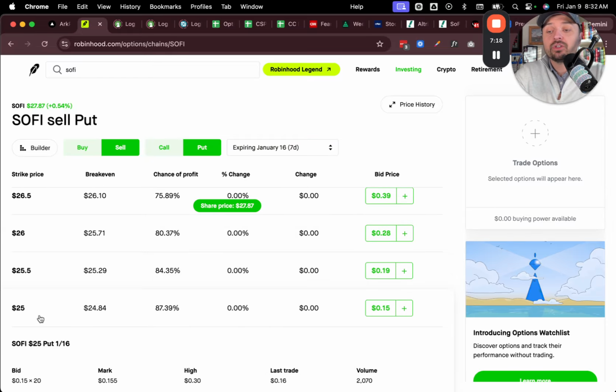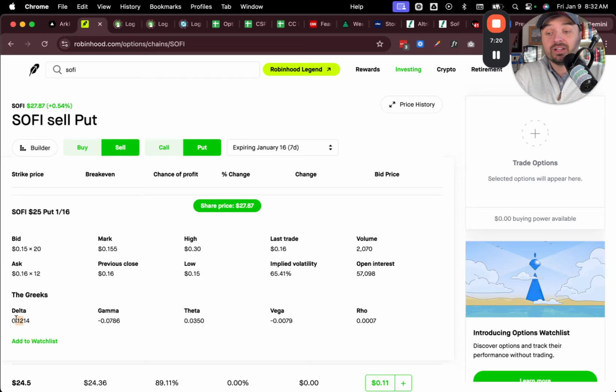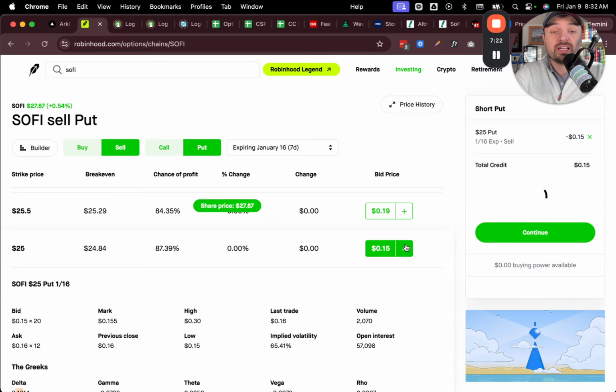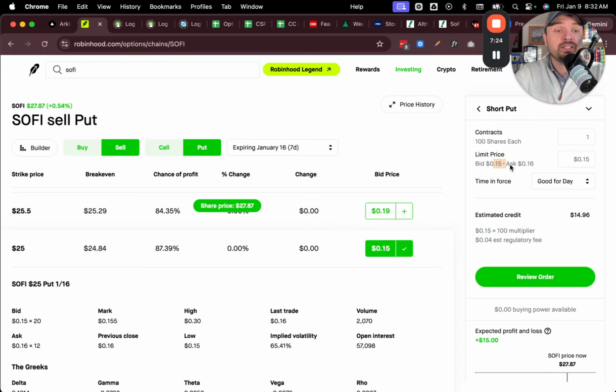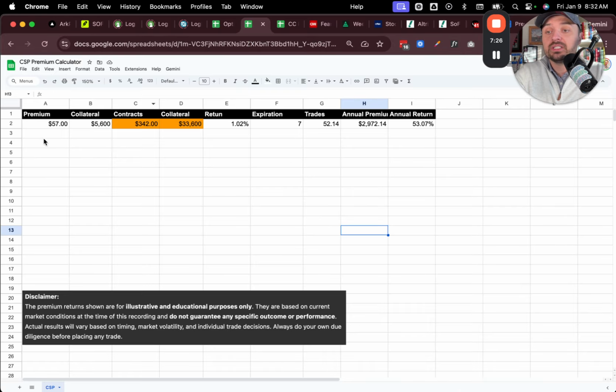Taking a look at the weekly, let's see what the 25s are currently offering. If I open up my 25s, at 12 delta, only about a 10% chance of getting assigned. Let's take a look at how much premium we're collecting. $15 of premium. Let's toss this into the calculator. $15 in premium for the week.